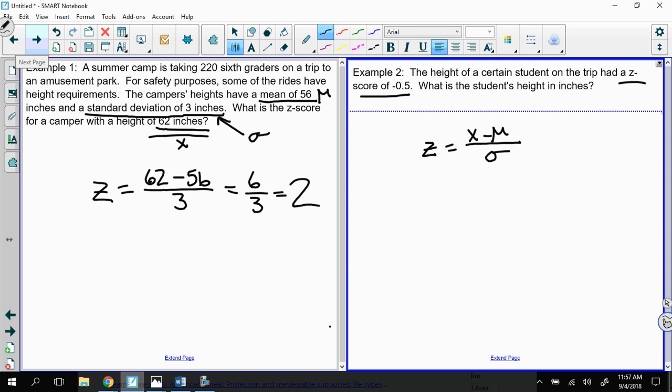So z is what they're giving us, negative 0.5. Our standard deviation is still going to be 3 from over here. Our value is what we're looking for. Our mean is what we have still from that problem. So our mean is still 56. So we have everything except for one variable.